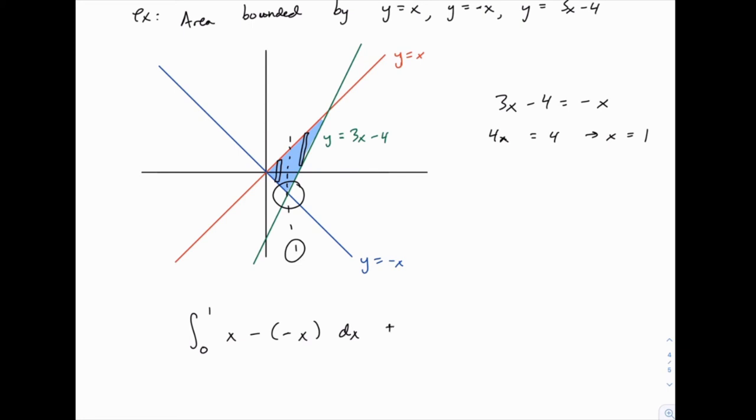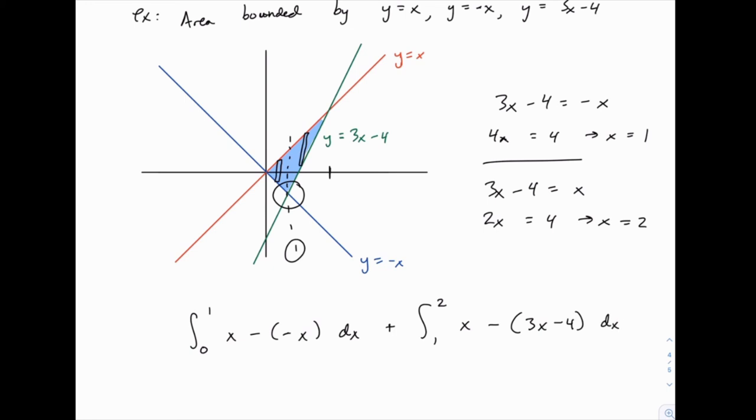Then the second area, we'll pick up there, and we'll go on to wherever the other two lines cross, the green and the red, y equals x and y equals 3x minus 4. So we have to do that algebra problem as well, where we set 3x minus 4 equal to positive x, and solve it the same way. Subtract x from both sides, add 4 to both sides, and we get x equals 2. So there's our second upper limit of integration. And in that case, the upper function is still x, but the lower function is the 3x minus 4.